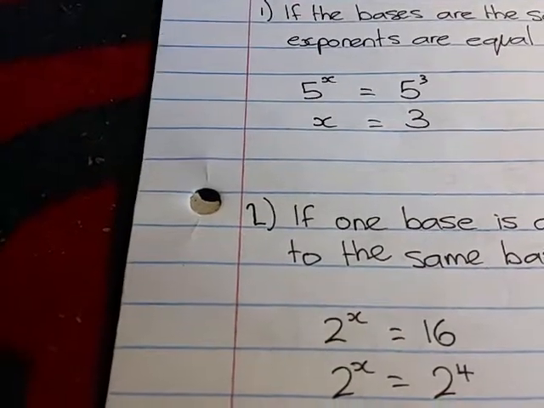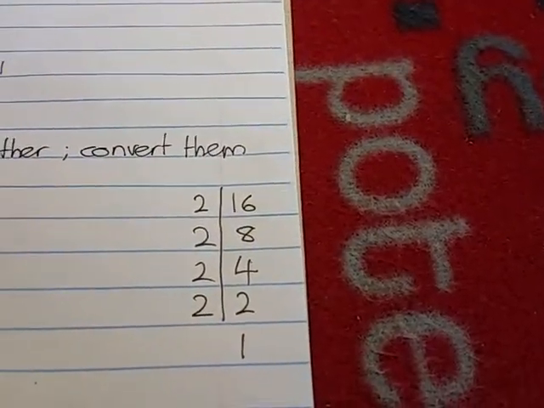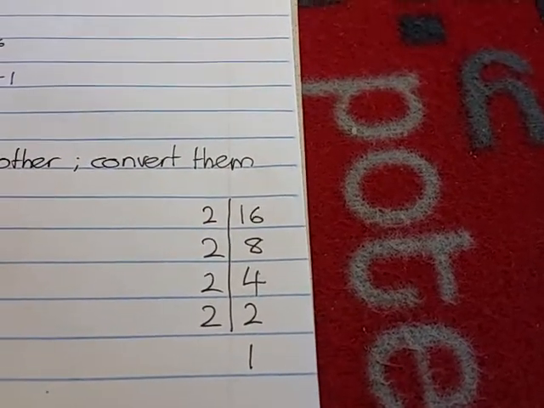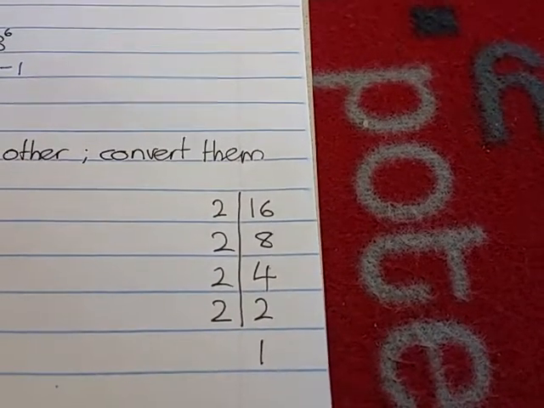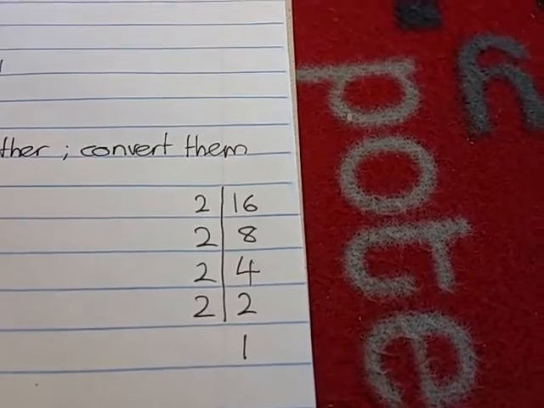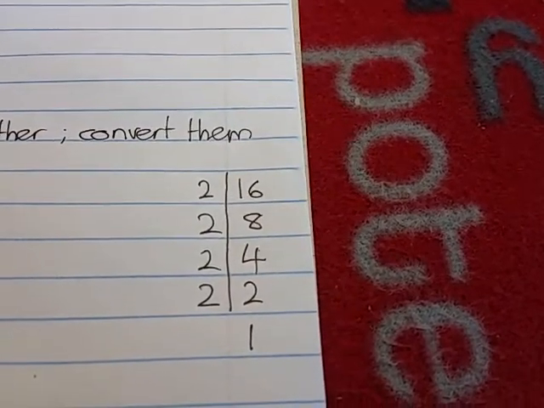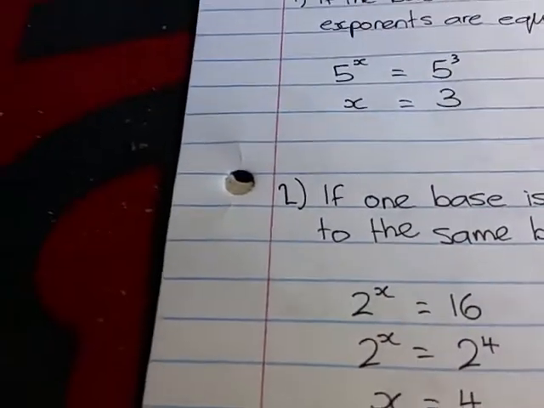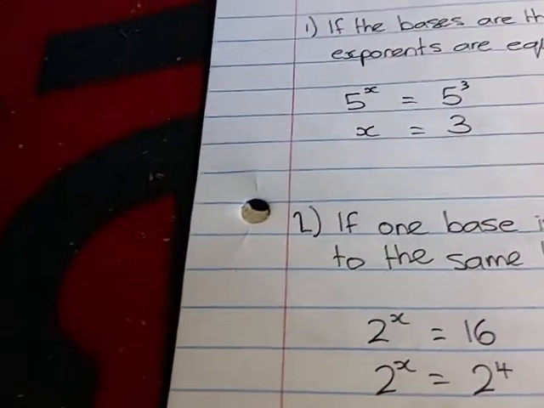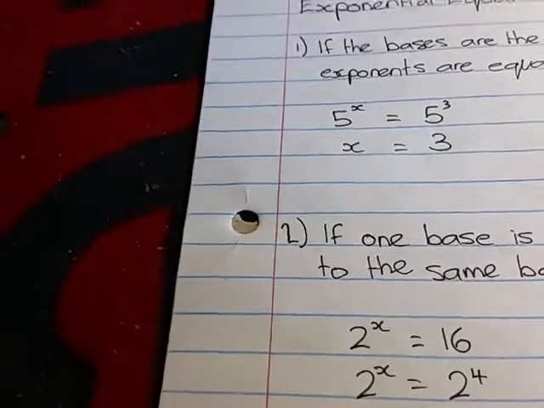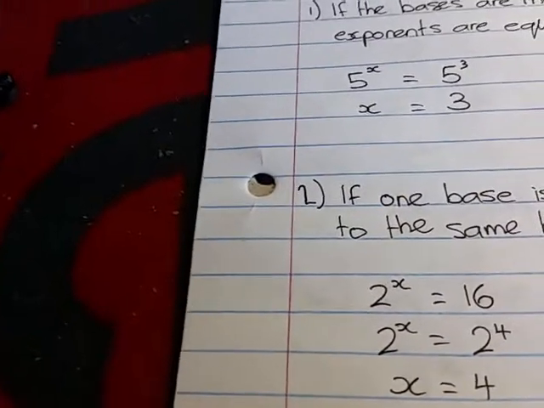If you don't have a calculator to calculate that, then you have to resort to usual prime factorization, if you don't have the correct calculator, or if you didn't know that offhand. So once you've converted it to the same base, they have the same base, there's an equal sign, therefore x equals 4.